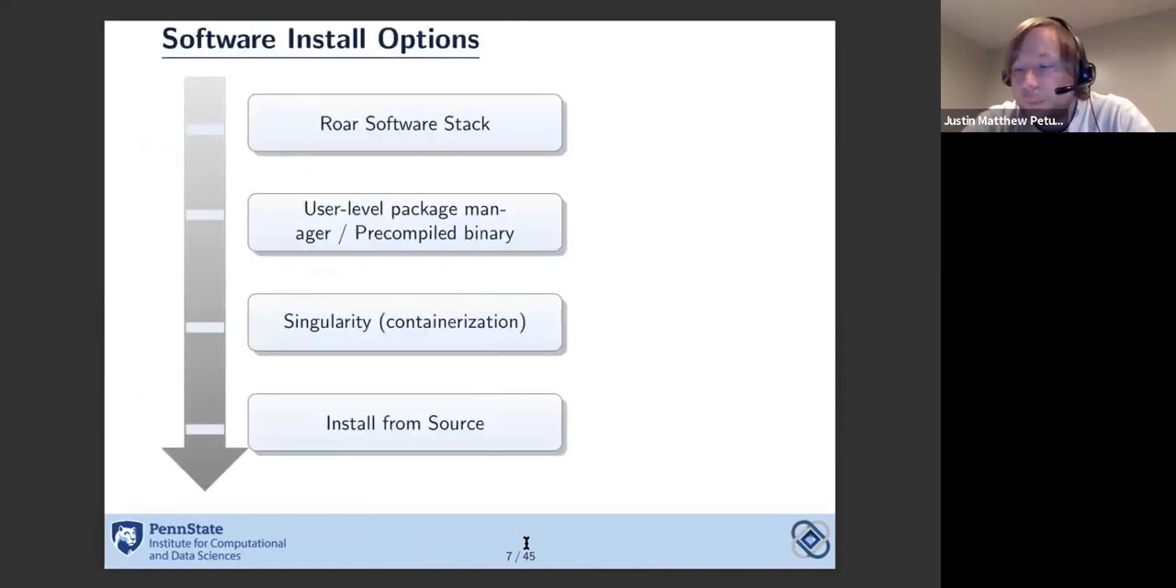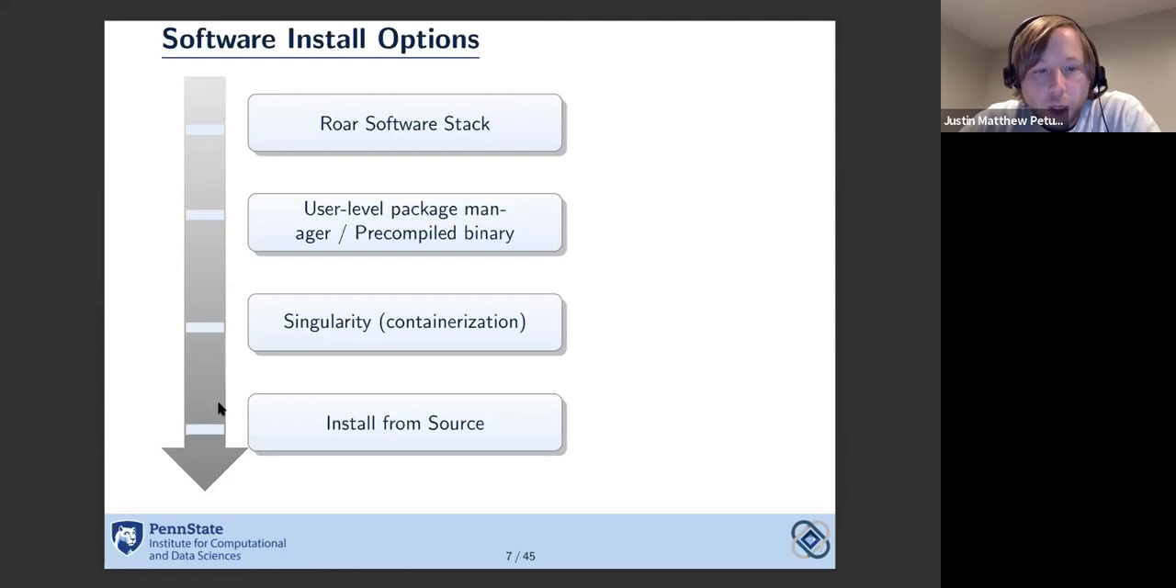So we see here a graphical depiction, a graphical hierarchy in terms of your options for getting software installed and running, or using software on the ROR systems. And this is ordered in terms of, at the top, the least amount of effort on your part. And as you go down and follow that arrow, there's more effort, more burden on you as the user in terms of getting your software installed and running.